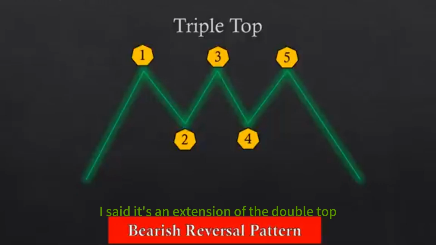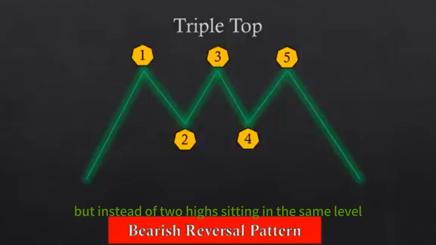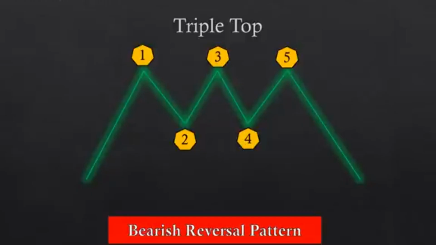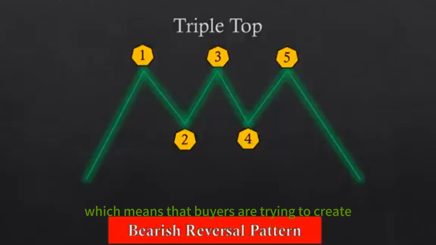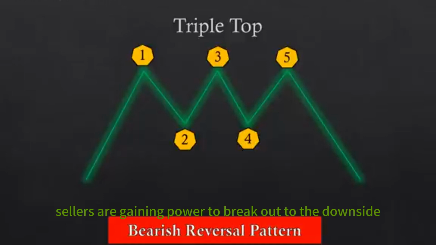I said it's an extension of the double top, because it's very similar to that pattern, but instead of 2 highs sitting in the same level, the triple top has 3 highs sitting in the same price level. In other words, highs 1, 3, and 5 form a nice resistance, which means that buyers are trying to create higher highs, but they are failing to do so. Meanwhile, sellers are gaining power to break out to the downside.